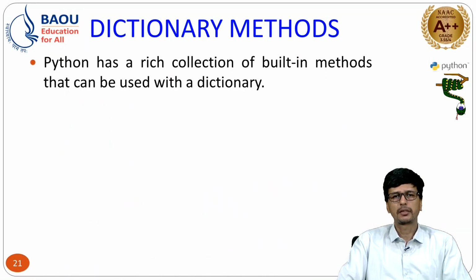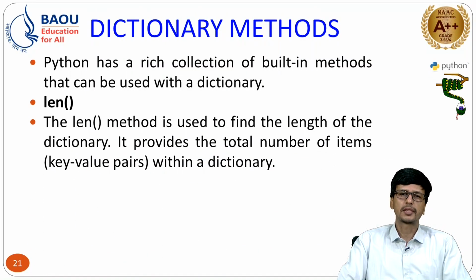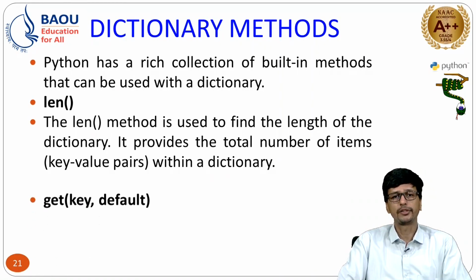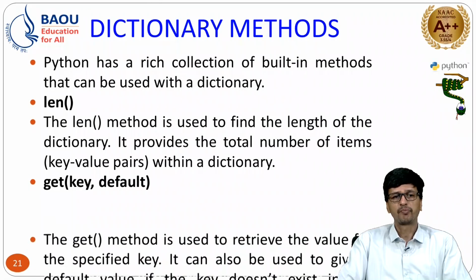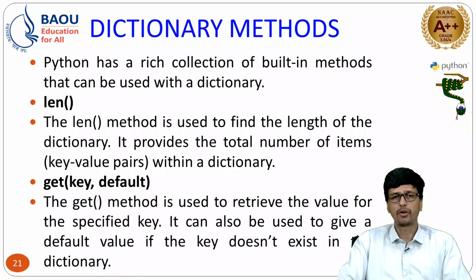Now, some of the inbuilt dictionary methods that are available in your syllabus. First is length. Suppose you want to find out the size of the dictionary, how many pairs are there in the dictionary, you can use the length method, that is an inbuilt method. Then after that, get, with key and default. Here default is not a mandatory argument. There are two arguments, but only one you can pass here, that is key.